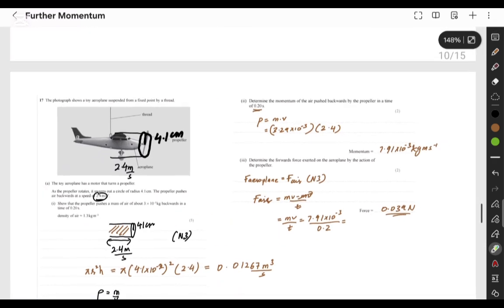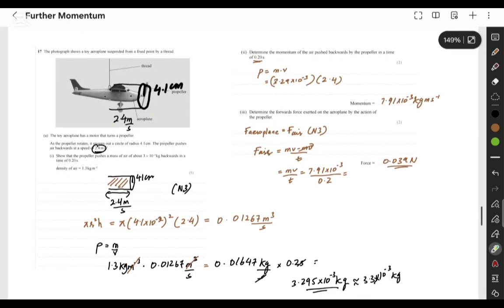So that's going to be the end of this question, and now I'm going to show you the mark scheme and the examiner report.